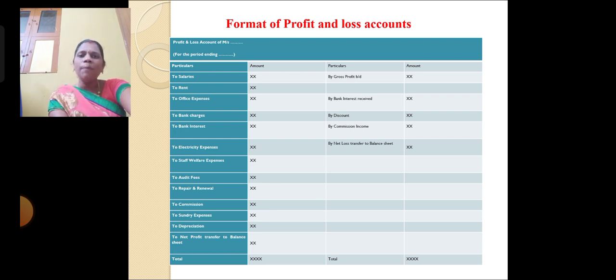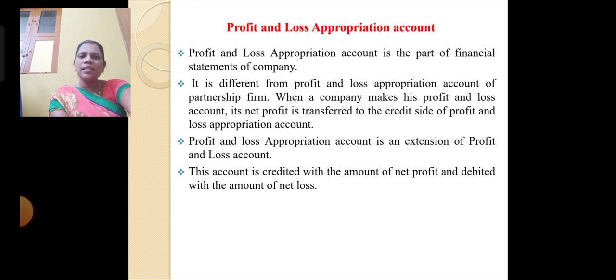Next, we discuss what items are posted on the credit side of the profit and loss account. All revenue income is posted on the credit side of the profit and loss account. If gross profit occurs, it is automatically posted. Then income received, commission received, rent received, all the revenue income is posted on the credit side of the profit and loss account.